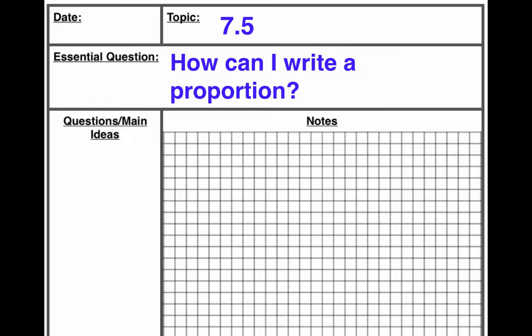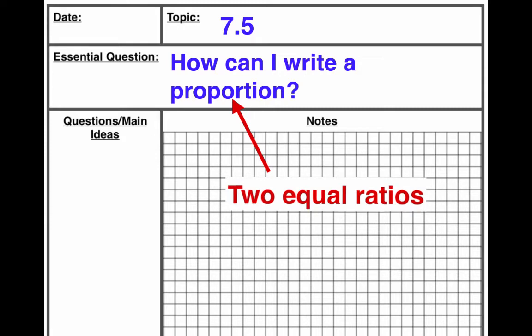We're working on how can I write a proportion. So we're going to work on writing proportions for situations. Now here's something we know. A proportion, which I'm going to draw an arrow to, is two equal ratios. So if you have two equal fractions, you have a proportion. And we've definitely worked on graphing proportions, looking at it in a table, but now we're going to start talking about situations.